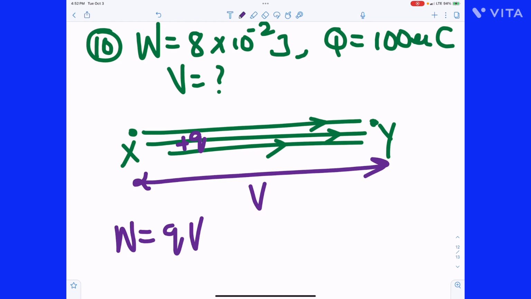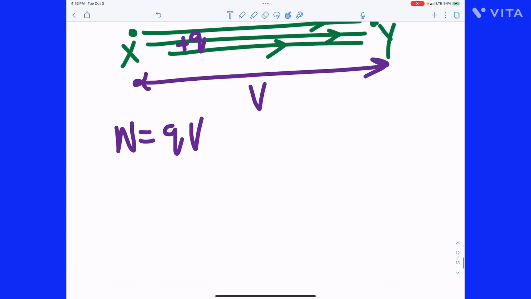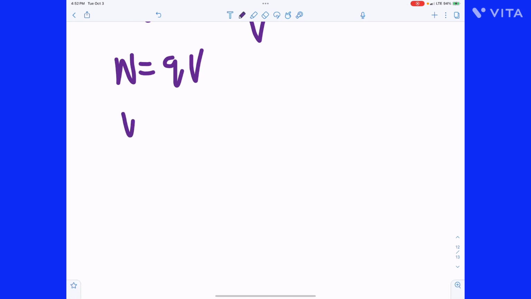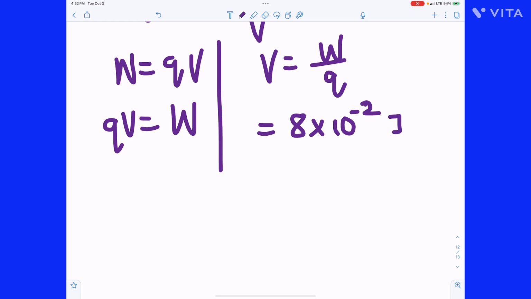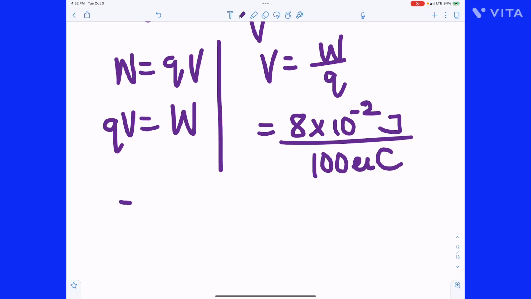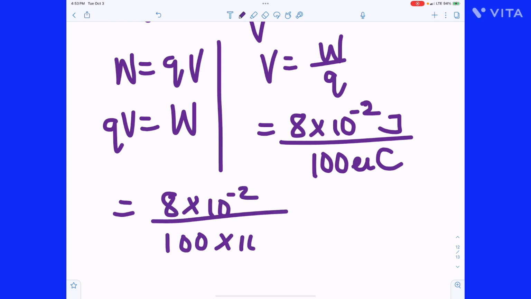So meaning that if I know work done and V, I can know Q. Or if I know work done and Q, I can know V. So QV is equal to W. That means V is W over Q. That will give me 8 times 10 raised to the power minus 2 joules divided by 100 microcoulomb. So that gives me 8 times 10 raised to the power minus 2 divided by 100 times 10 raised to the power minus 6 joule per coulomb.